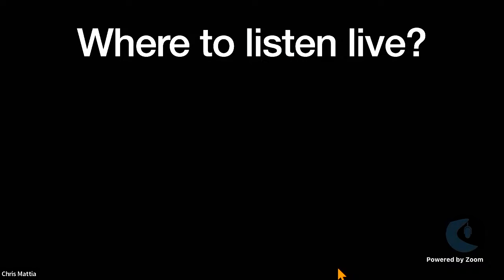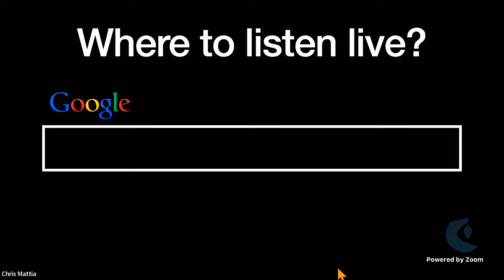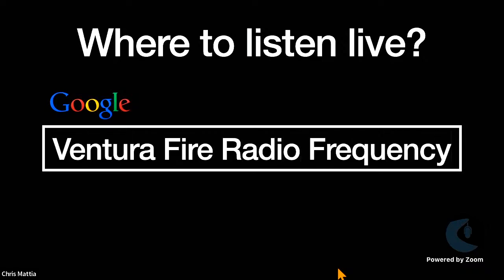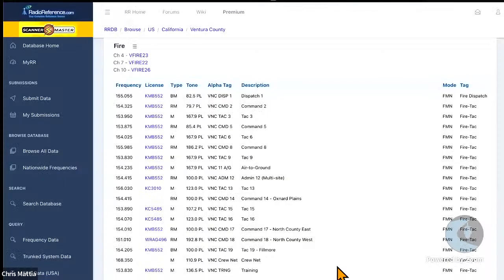So then the question comes, well, where do you listen live? Well, the best way to do that is fire up your search engine of choice, whatever that happens to be. Type in something like your particular county or city's radio frequency, and more than likely what you're going to find from, say, Google is you're going to get to a website called radioreference.com. More than likely, this is the very first link that's going to show up, and it's going to take you to the page that has the frequency information that you're looking for.